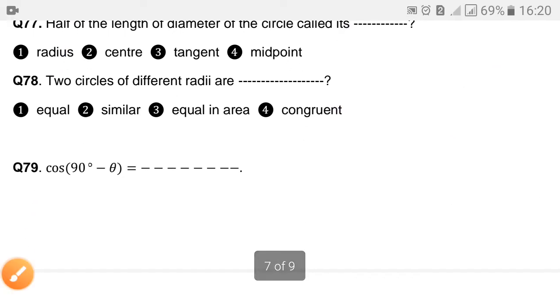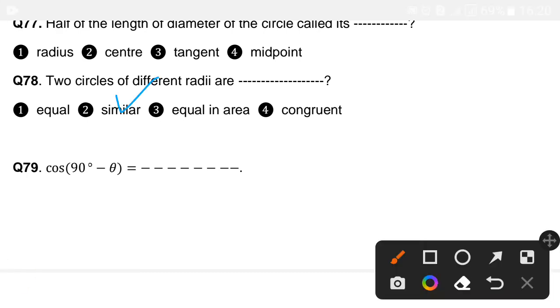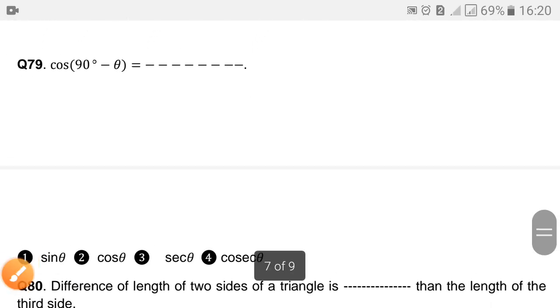Next problem is: two circles of different radii are equal, not equal, because their radii are different, not equal in area, and not congruent, so they are called similar. If there are two circles and they have different radii, they are called similar circles.